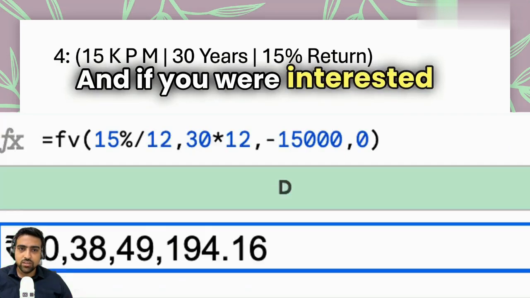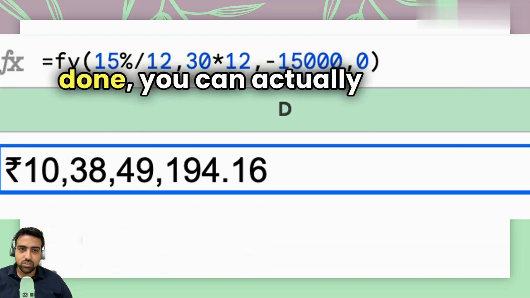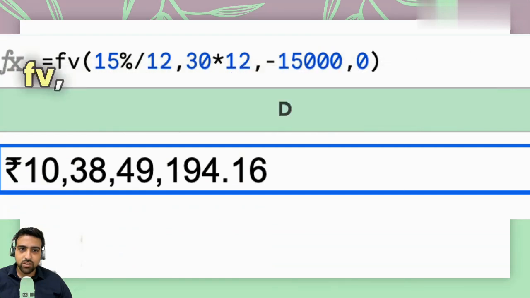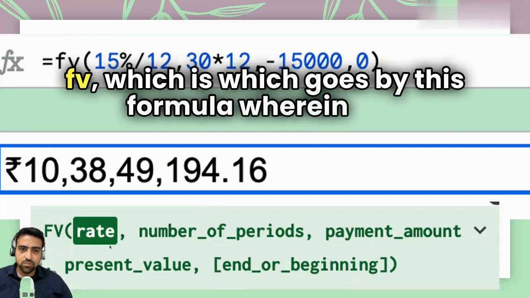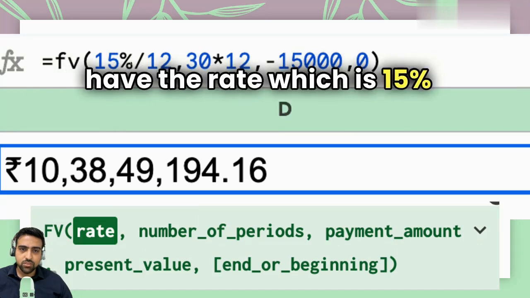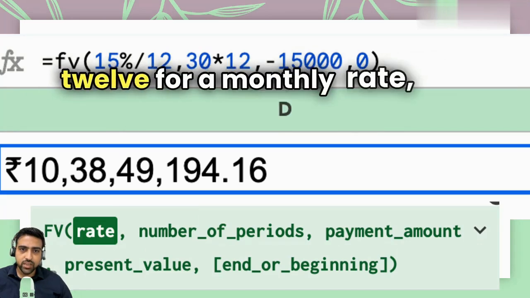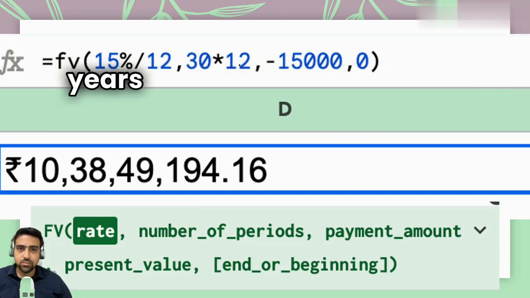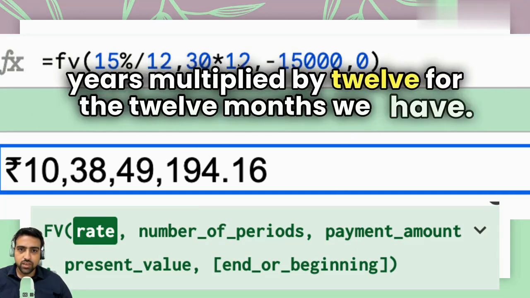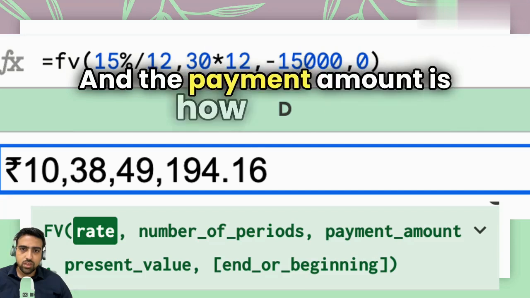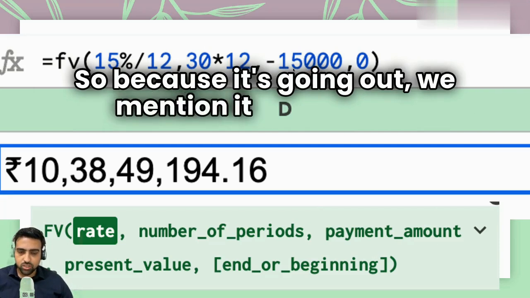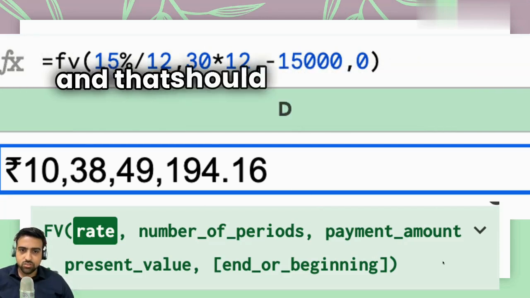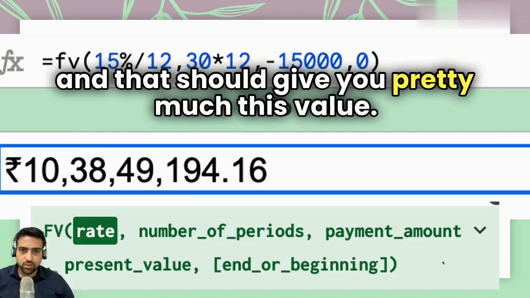And if you were interested in how this can be done, you can use the formula of future value, FV, wherein you have the rate, which is 15%. I have divided by 12 for a monthly rate. 30 is the number of years multiplied by 12 for the 12 months we have, and the payment amount is how much outgo you are doing per month. Because it's going out, we mention it as negative, and that should give you pretty much this value.